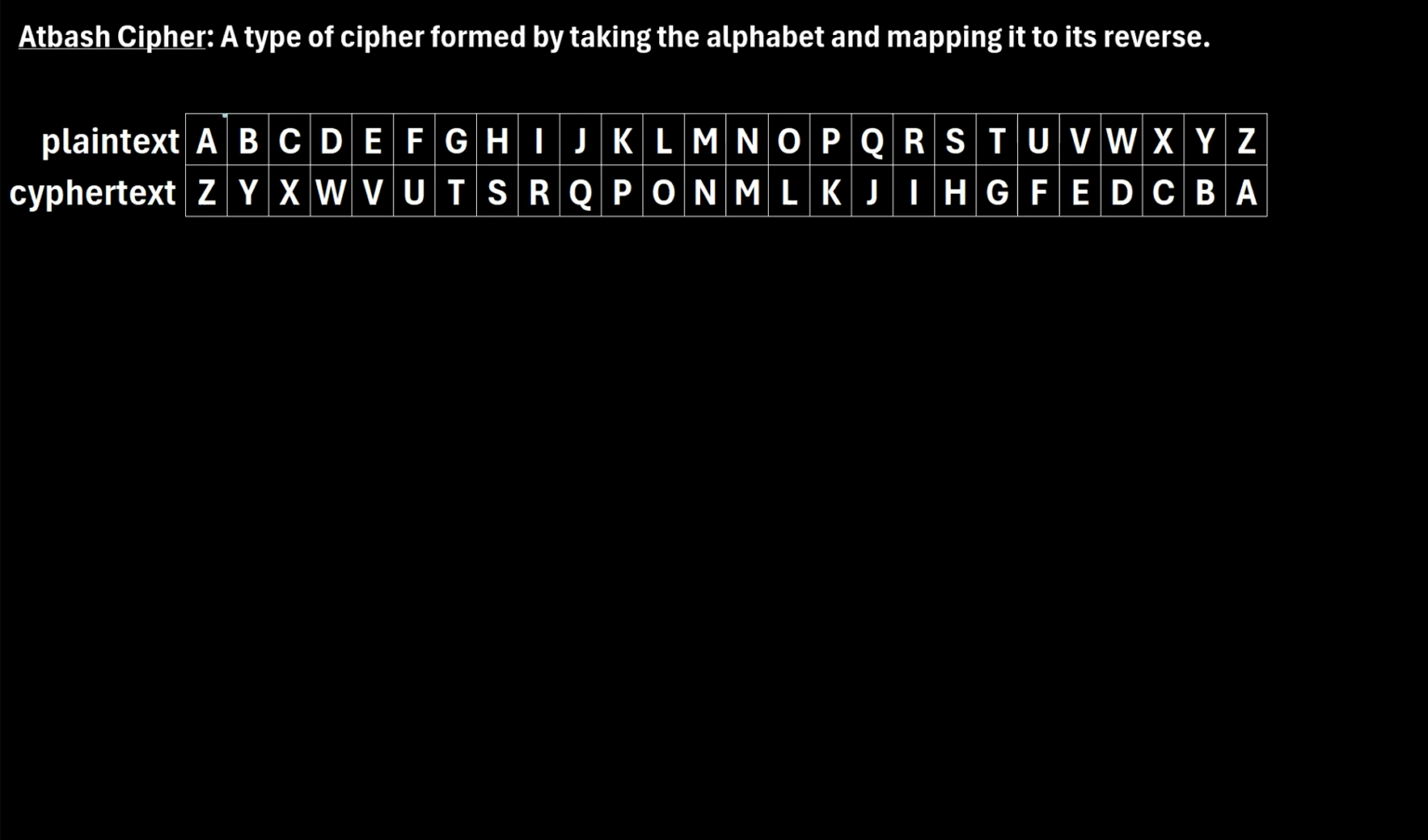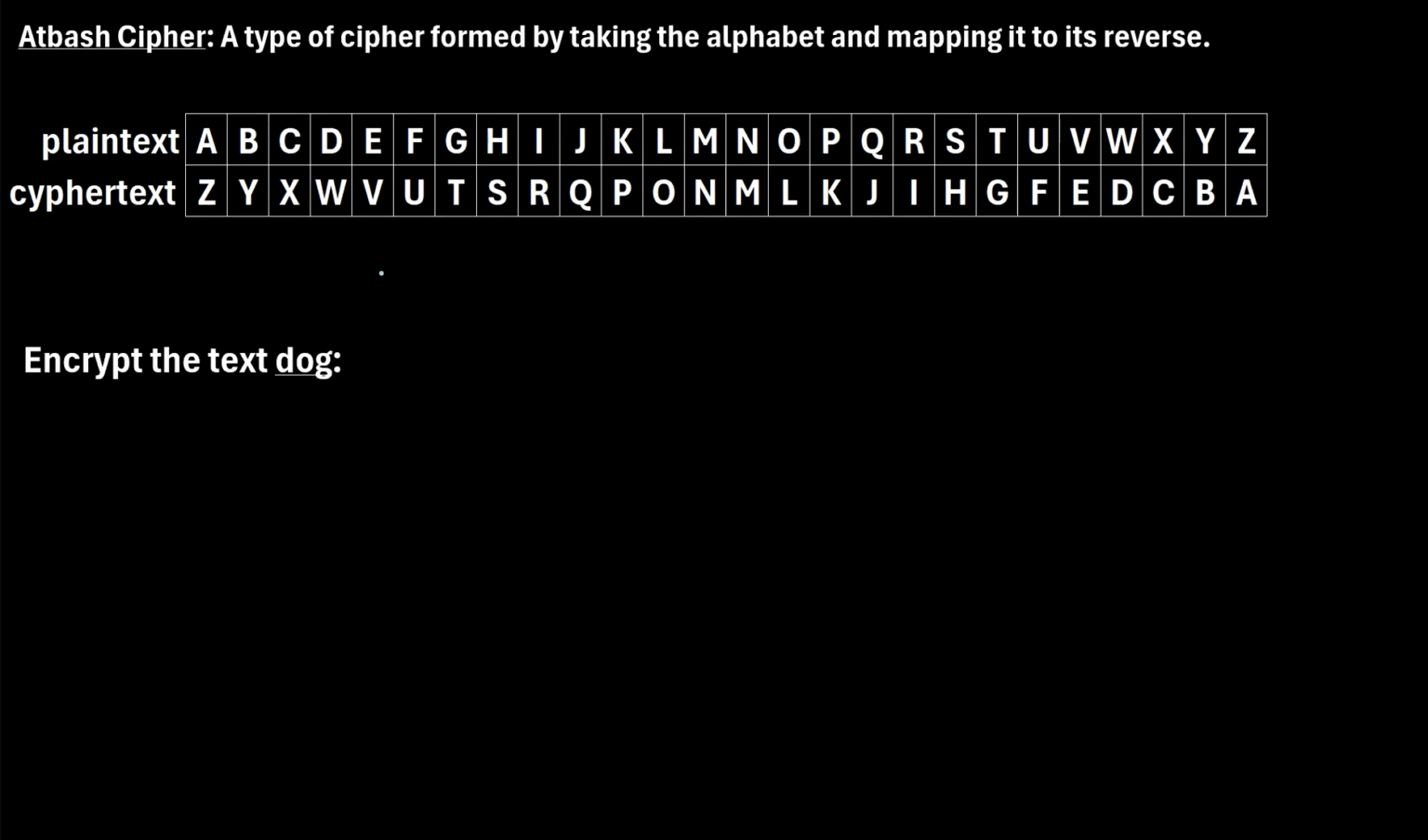So the English alphabet has 26 letters where A is the first letter and Z is the last letter. So if we want to use the Atbash cipher to encrypt some text, all we have to do is map each letter to its reverse. So in other words, the first letter of A maps to the last letter of Z. The second letter of B maps to the second to last letter of Y, and so on.